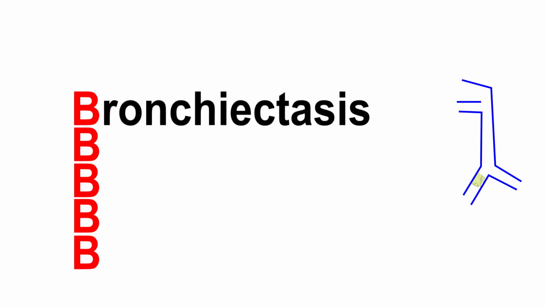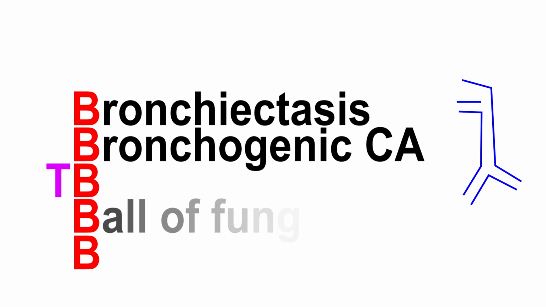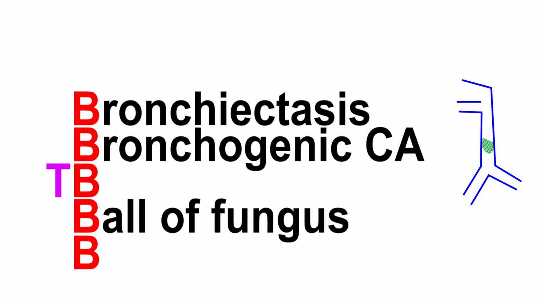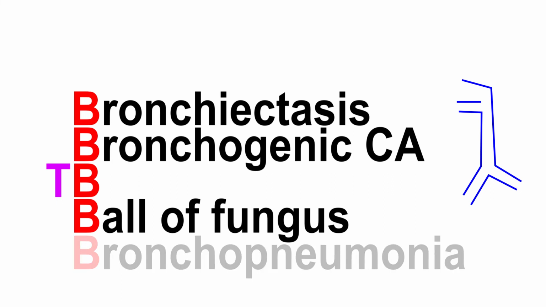The first B is bronchiectasis. The second, bronchogenic carcinoma. Next, not 3B, but TB, tuberculosis. The fourth, ball of fungus. And lastly, bronchopneumonia/bronchitis. Of the 5 Bs, the first 4 are the common causes of massive hemoptysis.